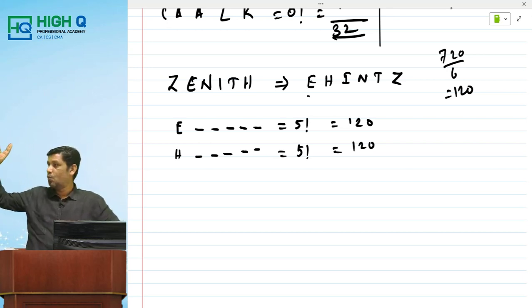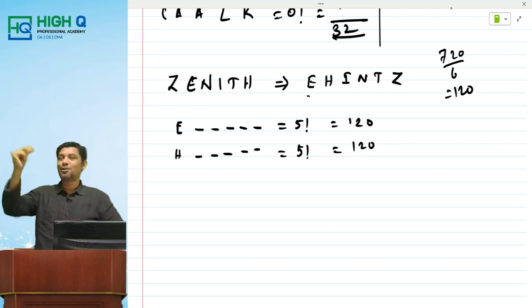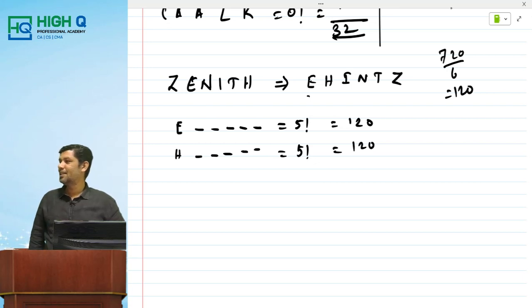Okay, that is 1 to 120, E. 121 to 240, H. 241 to 360, I. 361 to 480, N. 481 to 600, T. 601 to 720, Z. So my rank is between 601 to 720. Is that right, my dear?